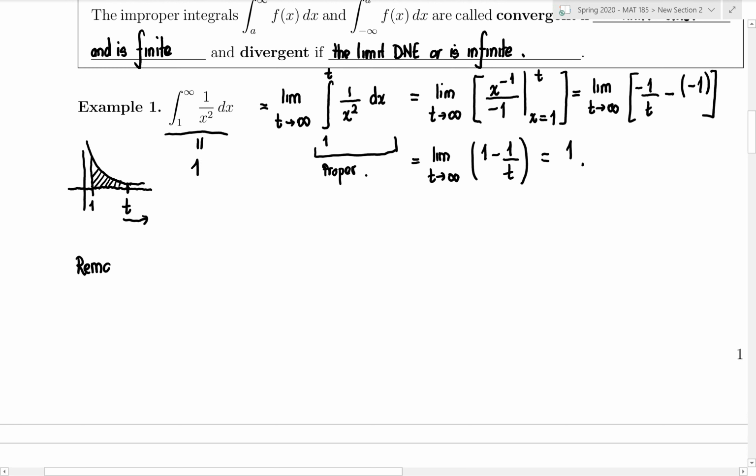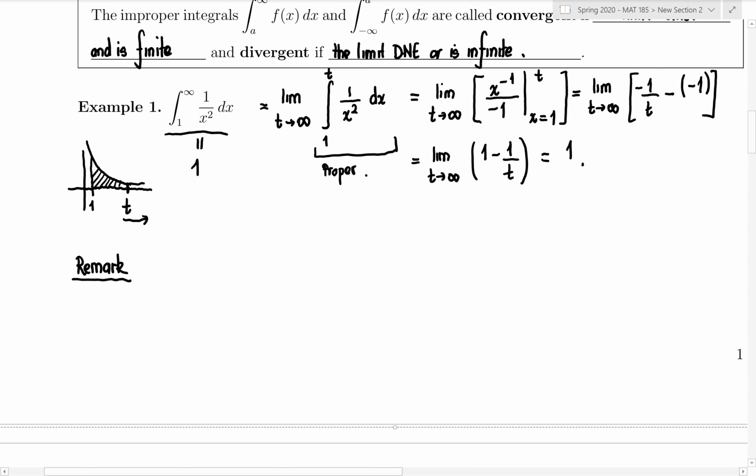Convergent means finite value. Finite value means you should be getting a number out of it, right? So it could be 1 billion, or it could be 1 billion to the power 1 billion, but it's still a number. So that's finite. Infinite means that the limit is positive or negative infinity, and does not exist means the limit does not exist.